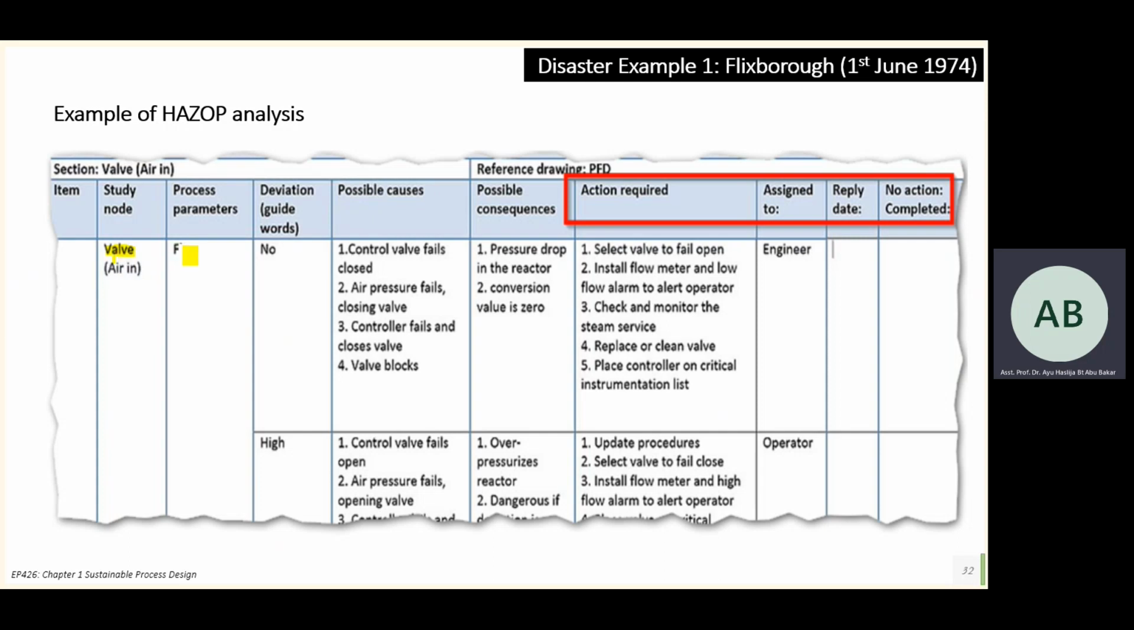Study note is the valve. Okay, possible causes. This is the possible causes, possible consequences. Then you need to identify what are the action required. Each of these, let's say here, install flow meter and low flow alarm to alert operator. Why do you consider to install this flow meter and low flow alarm? Okay, you must know the reason behind each of the proposed action.